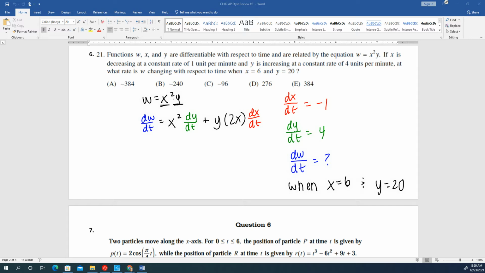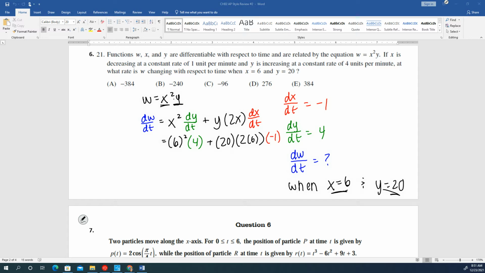we want to know dw/dt, so I'll probably just plug everything in now, plug in all my information. I know when x is 6, so that'd be 6 squared. I know my dy/dt is 4. I know my y is 20 times 2x times dx/dt, which is -1. All right, now keep in mind you don't have a calculator, so this is some mental math you're going to have to do in your head here.